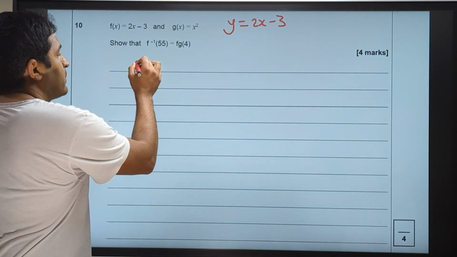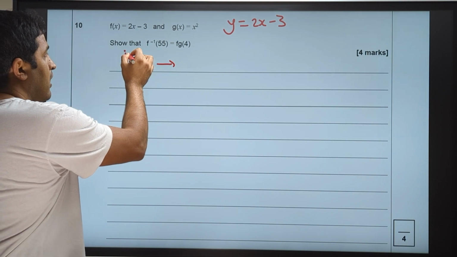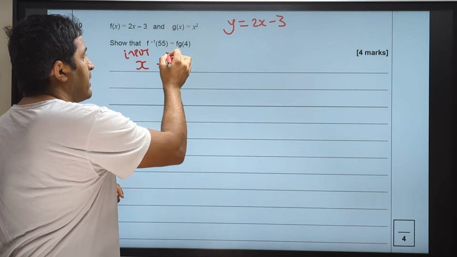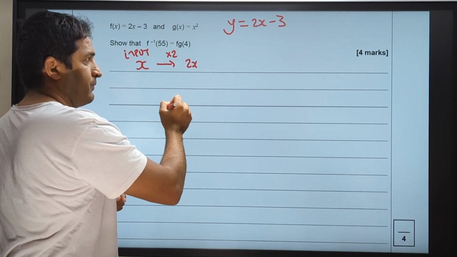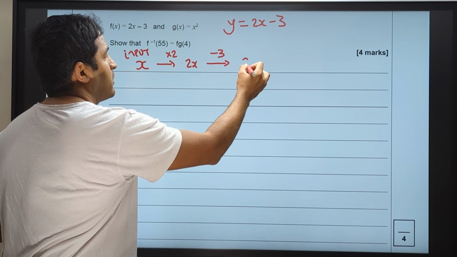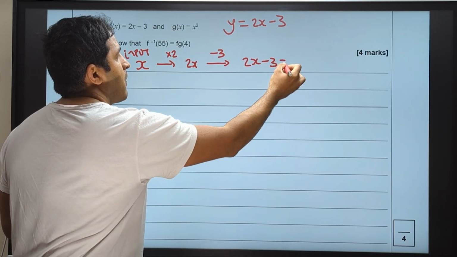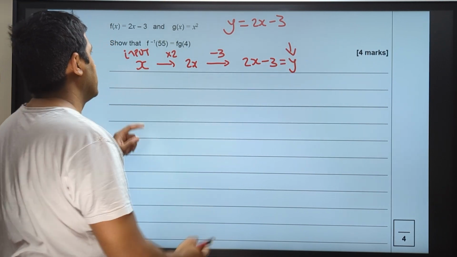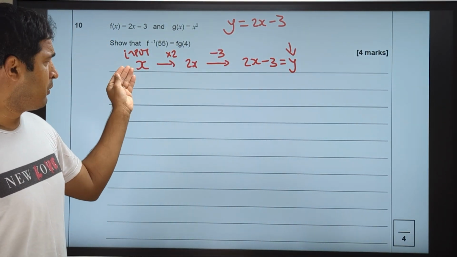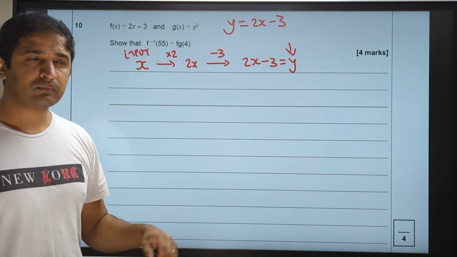That means if you take x, this is your input, and you multiply it by 2, you get 2x. Then take that 2x and take away 3, and we get 2x minus 3. And this is equal to y, and that's your output. So x is your input, y is your output. You put x equal to 1 in there, multiply by 2, take away 3, and that gives you y.